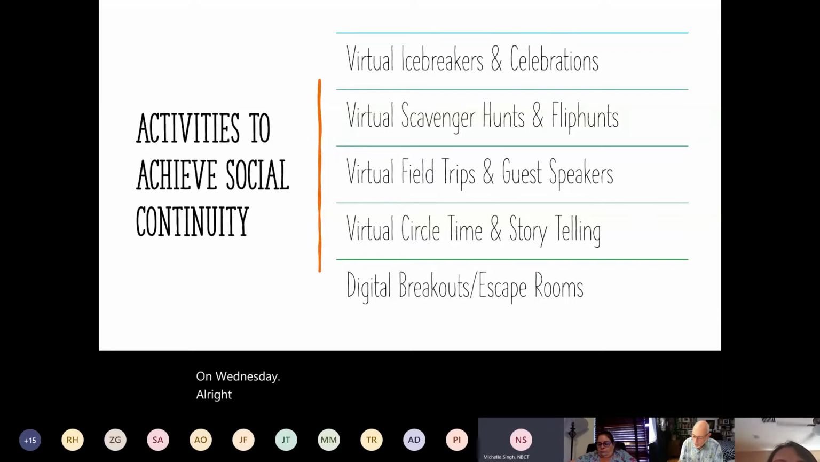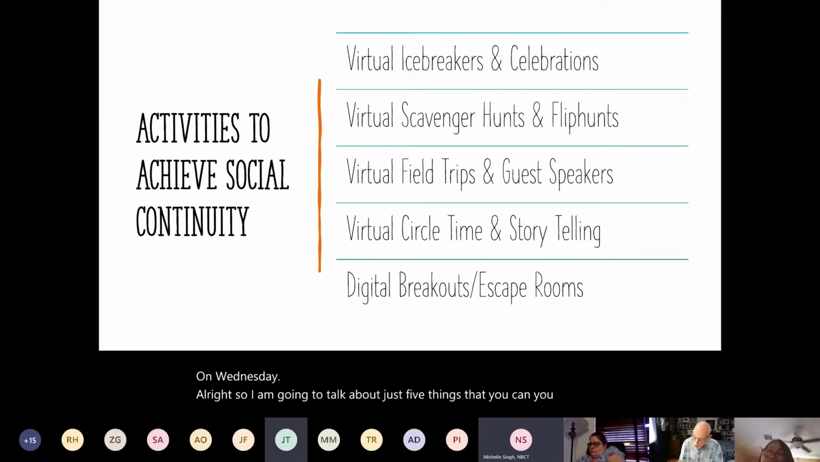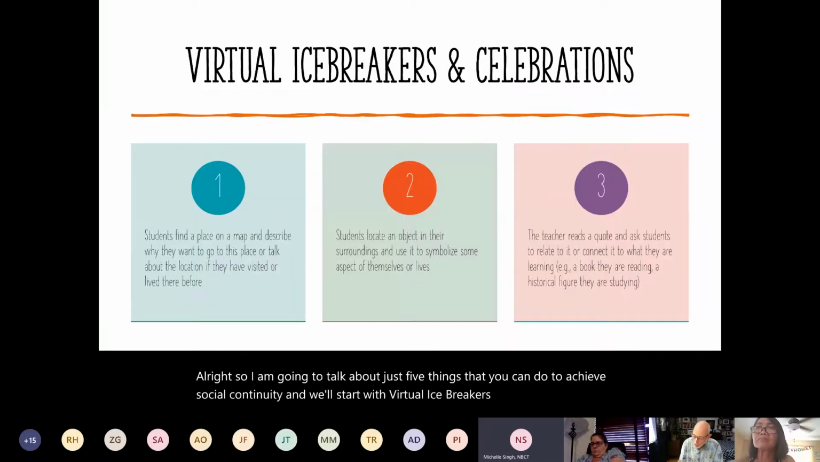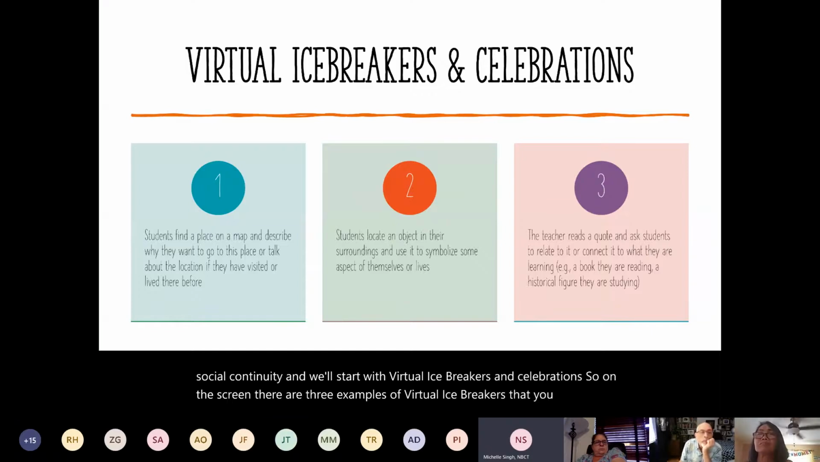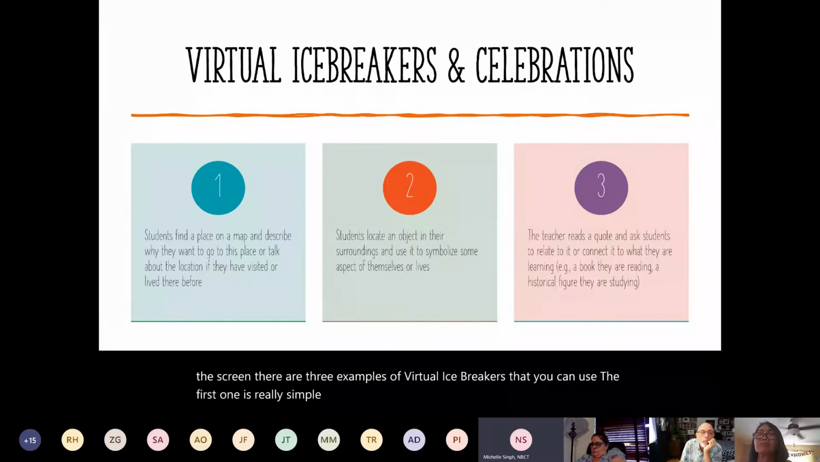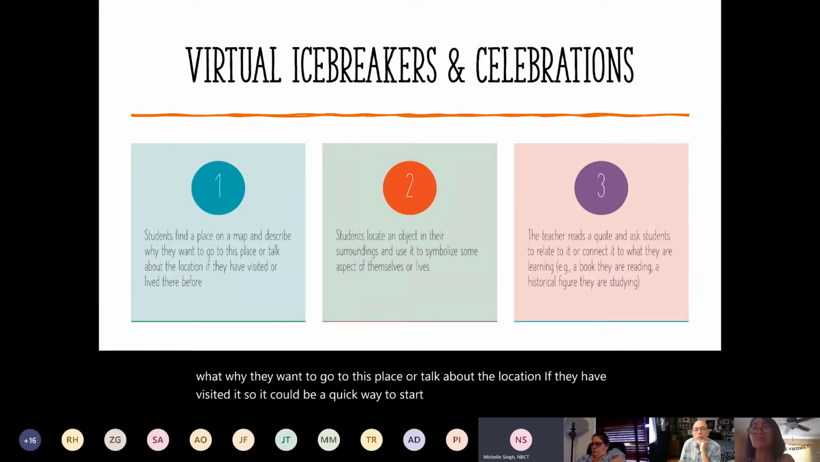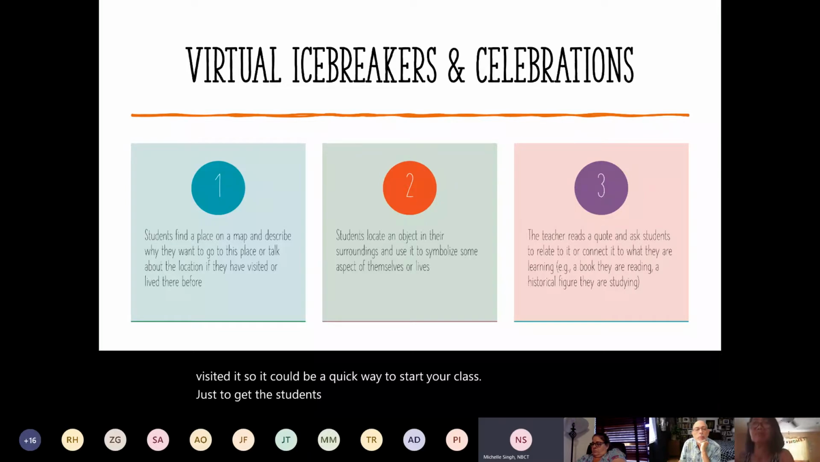So I am going to talk about just 5 things that you can do to achieve social continuity. And we'll start with virtual icebreakers and celebrations. On the screen, there are 3 examples of virtual icebreakers that you can use. The first one is really simple, right? Students find a place on the map. They describe why they want to go to this place, or talk about the location if they have visited it. It could be a quick way to start your class, just to get the students familiar with each other, and it also gets them learning about each other, even if the icebreakers are really quick.